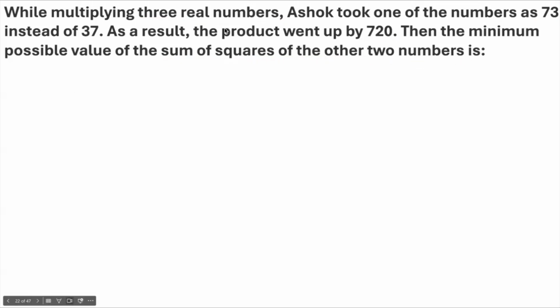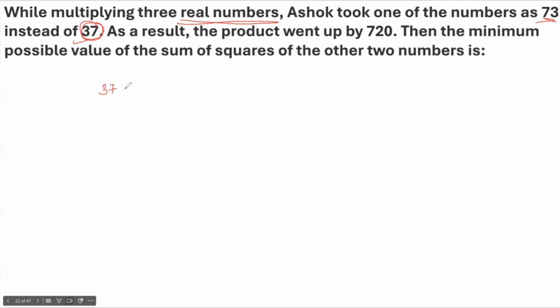So guys, there are three real numbers. Real numbers means they can be positive, negative, rational, irrational, any of them, right? Ashok took one of the numbers as 73 instead of 37. That means he was supposed to take 37, but he took 73. So out of these three real numbers, one number is 37.